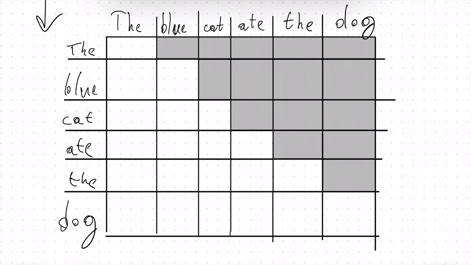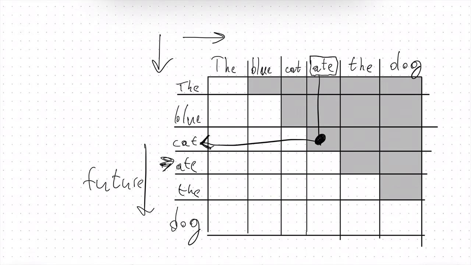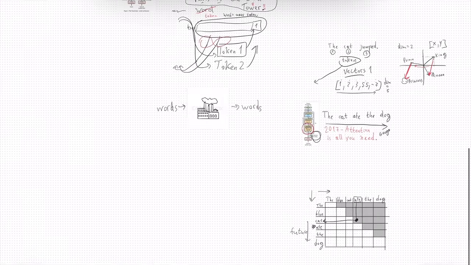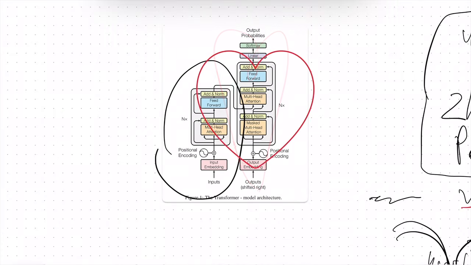So a mask would look something like this. We won't compute attention weights for the future words. Like here, the word cat should not be able to look at the word ate because that is in the future, and thus, ate should not give any attention weight to cat because it is in the future. The part of the transformer that looks at the future is the encoder, but we won't be using that. We only love the decoder.